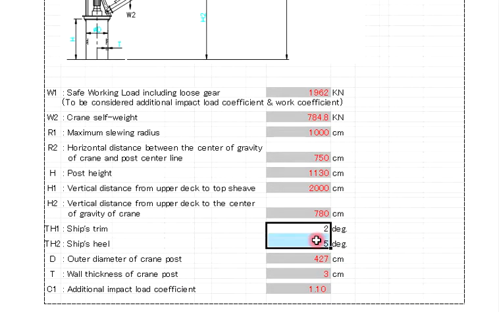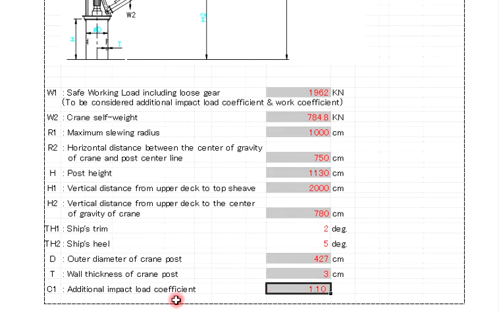So depending on your vessel, you can change this one also. Either 3 or 4, just change. And then this one is the outer diameter of the crane post. You have the outer diameter, right? So the outer diameter, and then how much the wall thickness. So the diameter is 427, and then the wall thickness is 3 cm, okay, the wall thickness of the crane post.